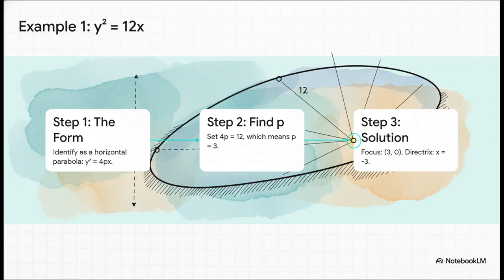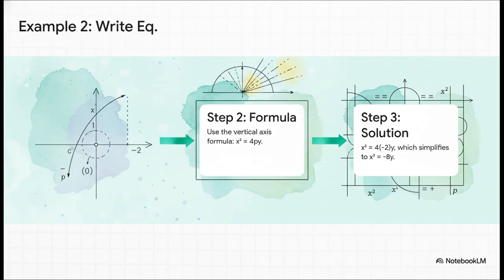See? Simple as that. Okay, let's try going the other way. This time, they tell us the vertex is at the origin, and the focus is at the point (0, -2). So think about it. The focus is below the vertex. That means this thing has to open downward. Since it opens down, our p-value has to be negative. And the distance from the vertex at (0, 0) to the focus at (0, -2) is just 2.